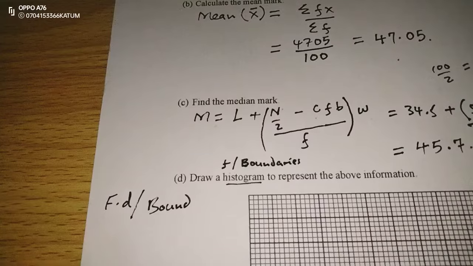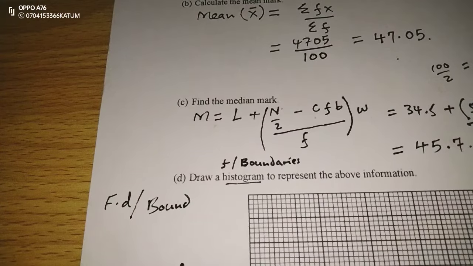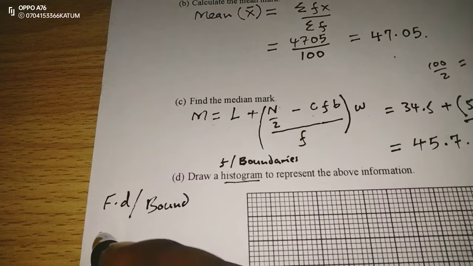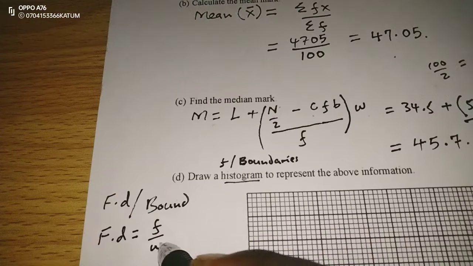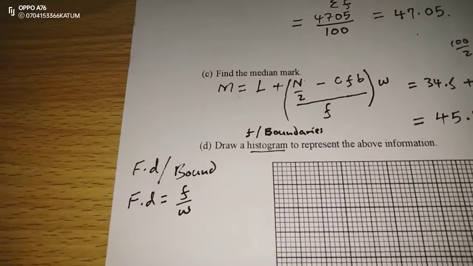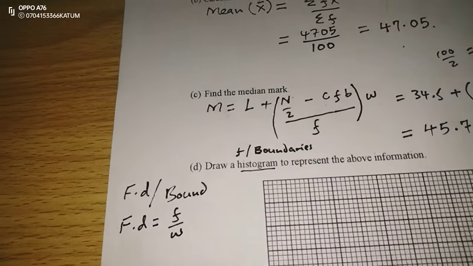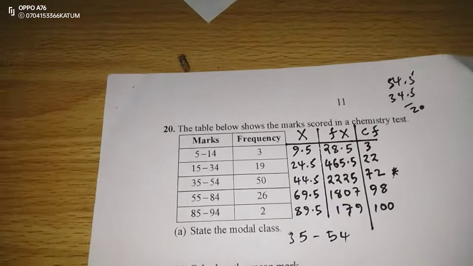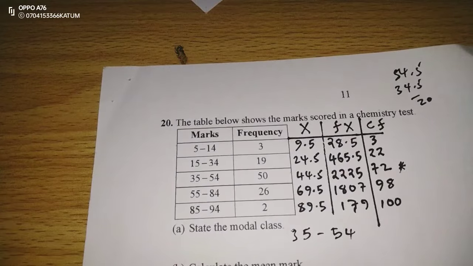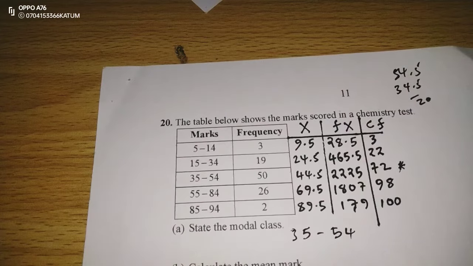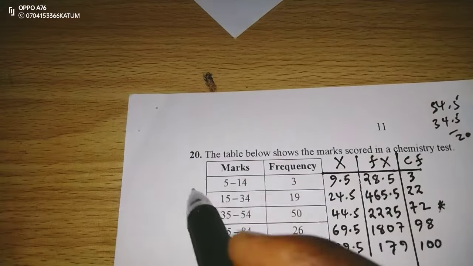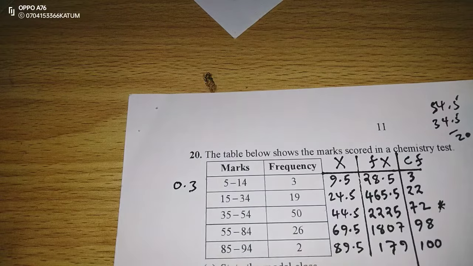Frequency densities against boundaries. So the first thing to do here is to evaluate the frequency density for the data. Frequency density is usually given by frequency out of class length. Therefore, we're going to do the frequency densities of the various classes. So for us to get frequency density, we will need a frequency of 3, divided by 14.5 minus 4.5, which is 10. So 3 out of 10 is 0.3. I'm taking frequencies divided by our class length.